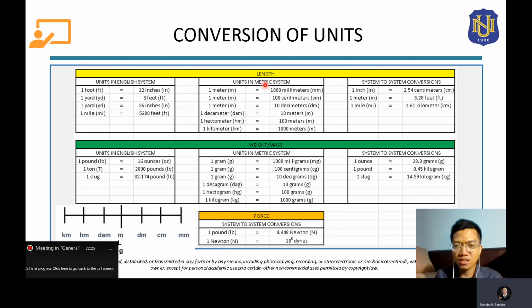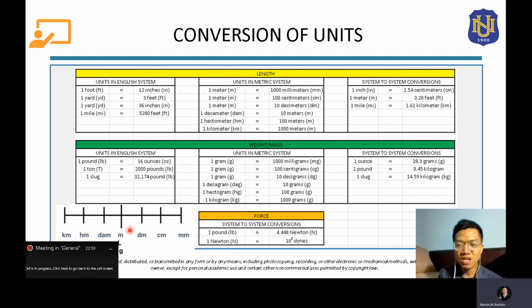Okay, so for the second table, it's actually more advisable and easier if we use this conversion line instead of memorizing these conversion factors. Okay, so it's much easier than memorizing this. Okay, so how to use this? So let's say we're going to convert meter to millimeter. Let's say 1 meter, convert that to millimeter.